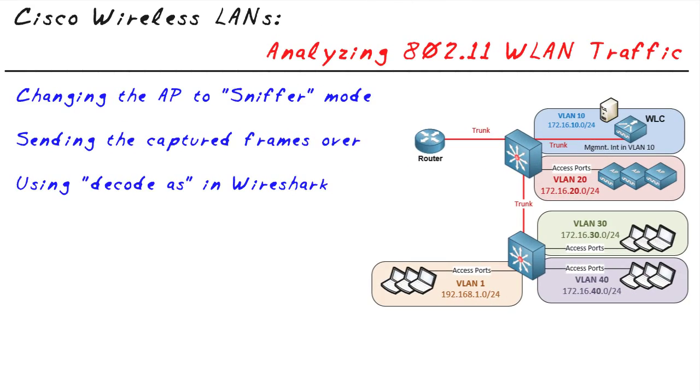In this video, we've used an access point in sniffer mode to collect wireless frames of data. That data showed up at the management system, and we used the appropriate decode in Wireshark so we could see the details of the 802.11 header.